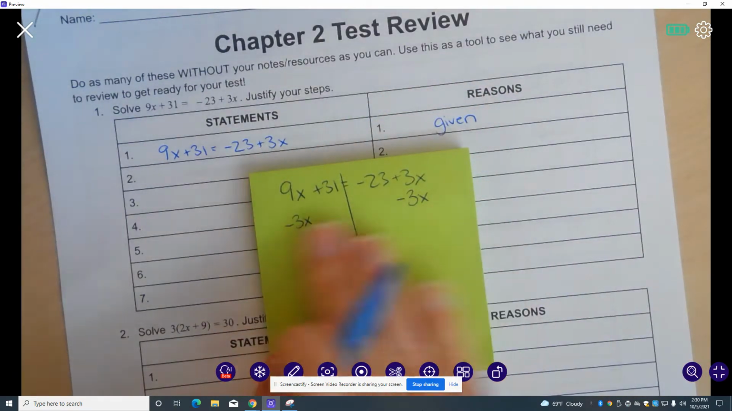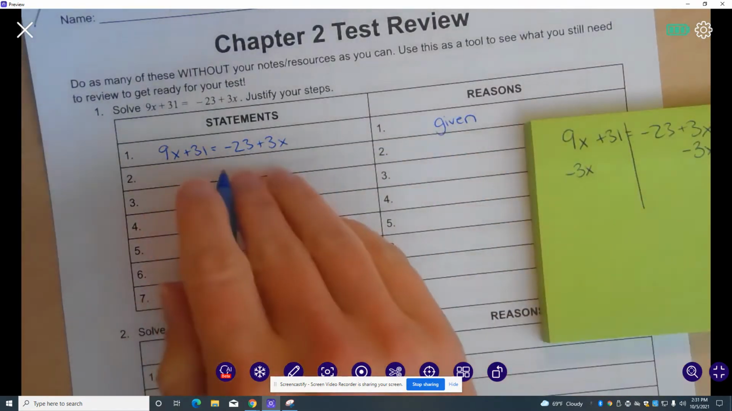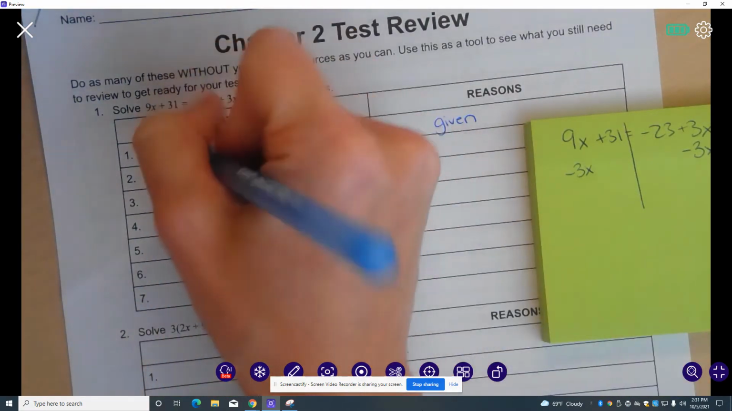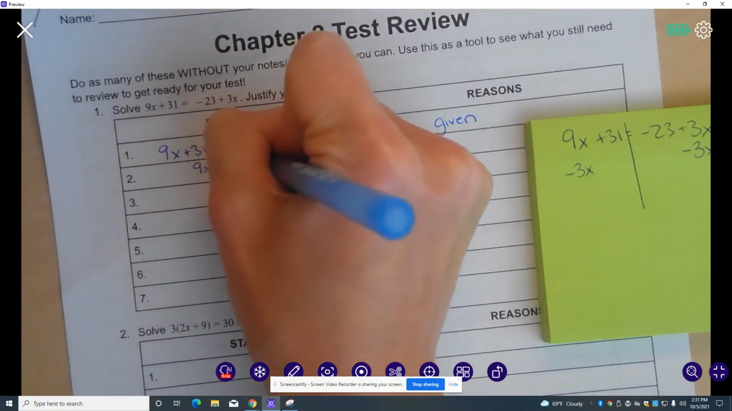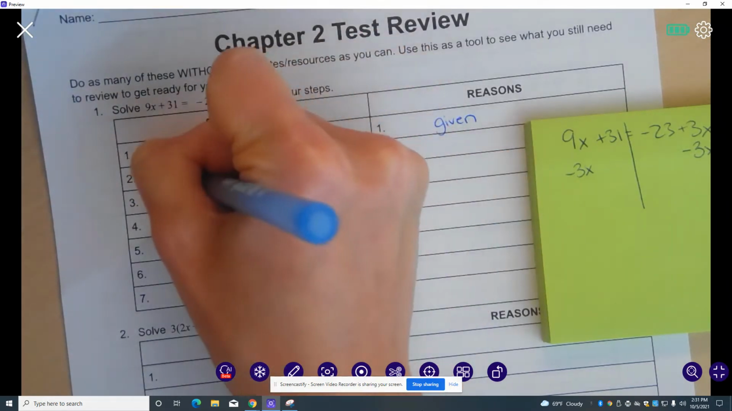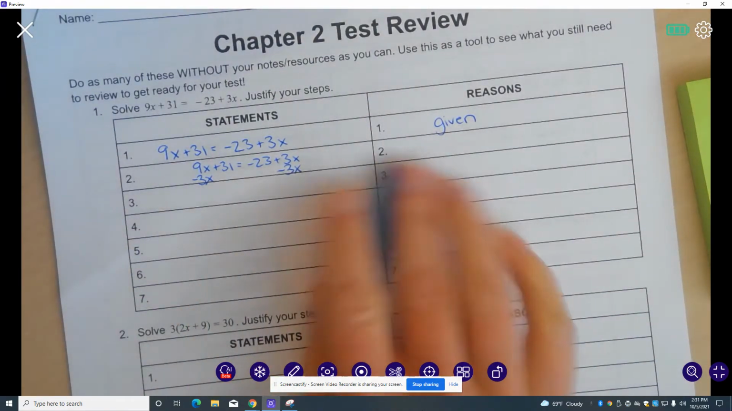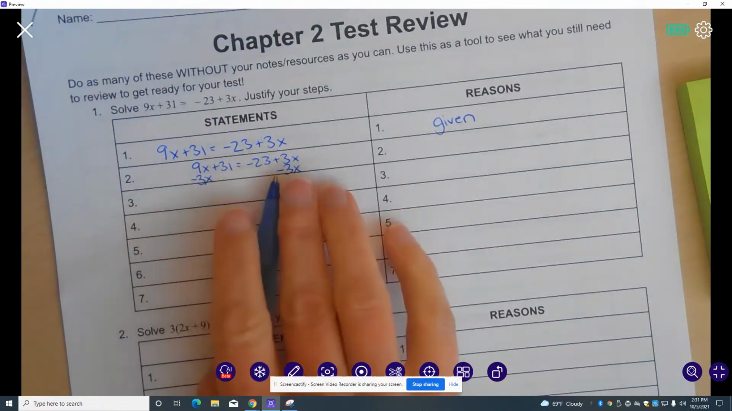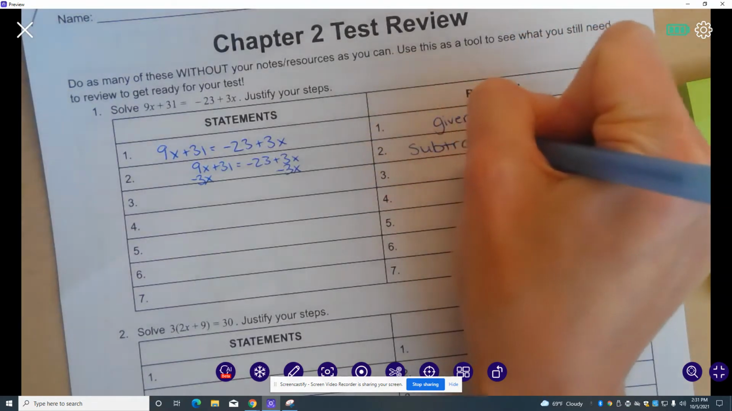Stop. Before I do anything more, I need to put that in my proof. When I go to put this in my proof, remember you need to rewrite the equation you were working with, then show the subtraction on each side. And so my reason is when I'm subtracting something from both sides, I'm using the subtraction property.